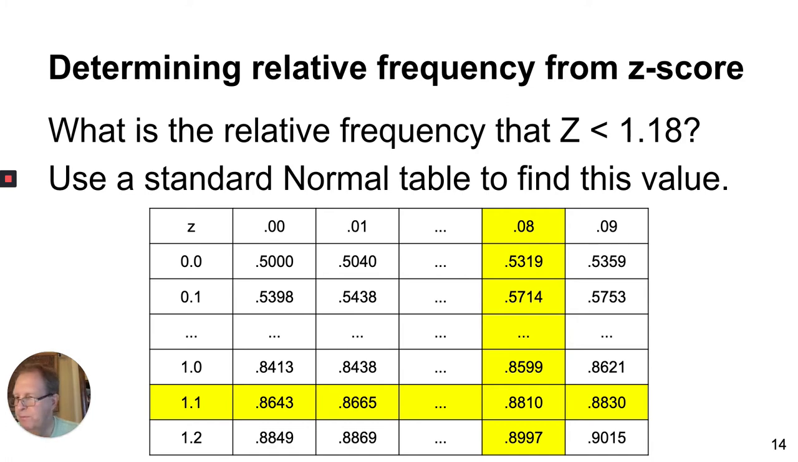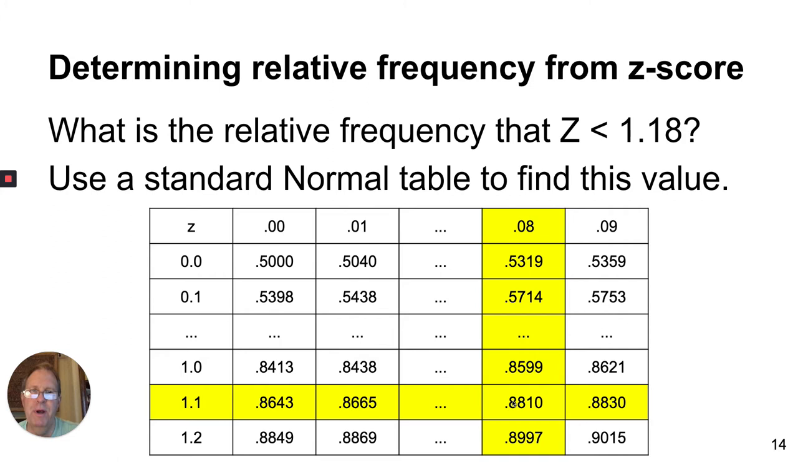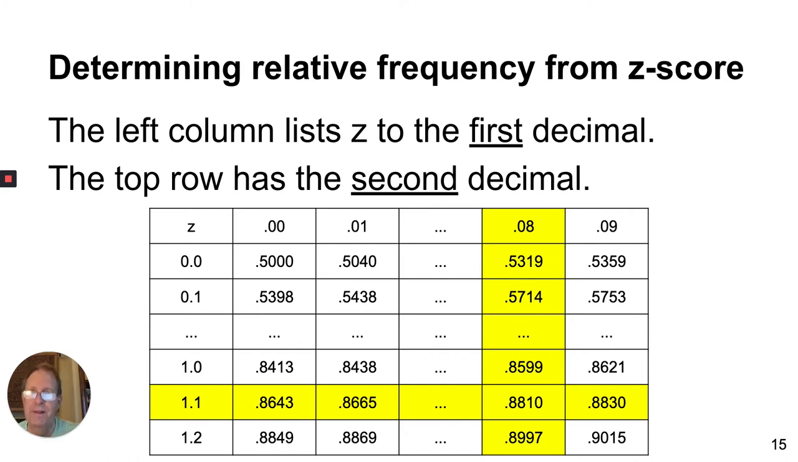So on your table, I want you to find on the 2nd page of your Table A, the side with the positive numbers in your left-hand column. We're going to go down to 1.1, and then we go across to column 0.08. And that gives me a probability of 0.8810 right there. So that's the probability of getting a random Z less than 1.18. Just so you know, the left column lists the Z to the first decimal, that's 1.1 in my example, and the top row has the second decimal, that's 0.08. So the probability of getting a random Z less than 1.18 is 0.8810.